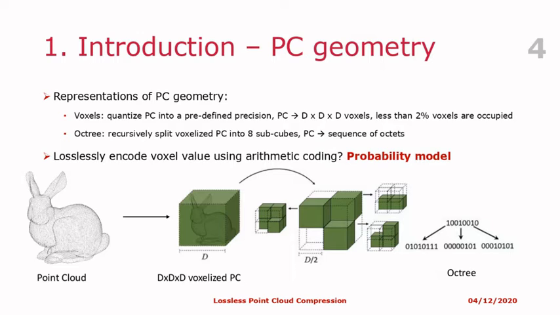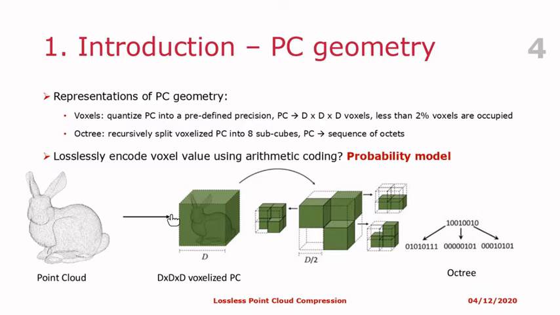Instead of XYZ coordinates, we can represent the point cloud in another domain. We could have the voxel domain, or the octree domain. In the voxel domain, we quantize the original point cloud into a cube of size D, and we have D to the power 3 voxels within that cube. In every voxel, if there is at least one point inside, it is called occupied. And normally less than 2% of the voxels are occupied.